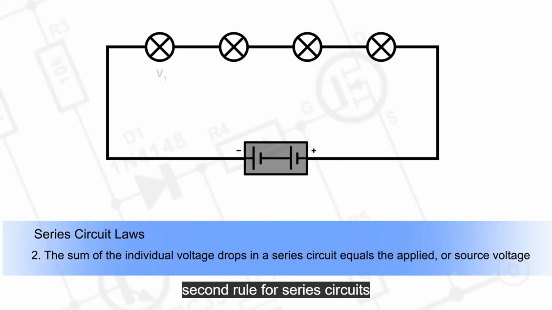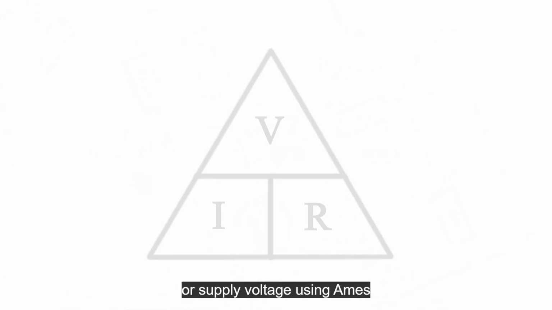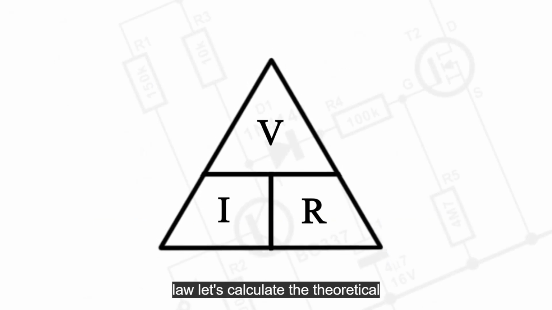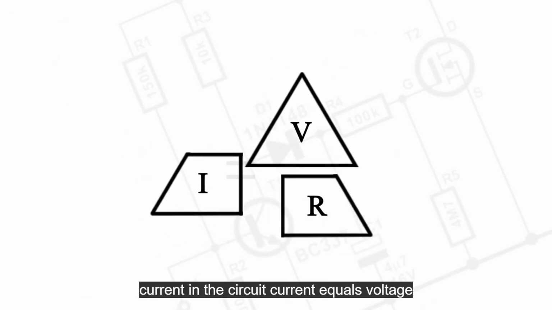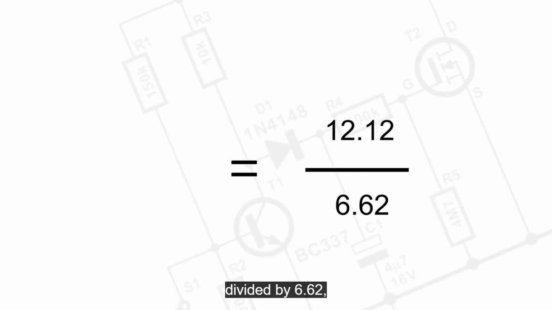The second rule for series circuits is the sum of the individual voltage drops in a series circuit equals the applied or supply voltage. Using Ohm's law, let's calculate the theoretical current in the circuit. Current equals voltage divided by resistance. So we have 12.12 divided by 6.62, which gives us 1.83 amps. So the theoretical current is 1.83 amps.